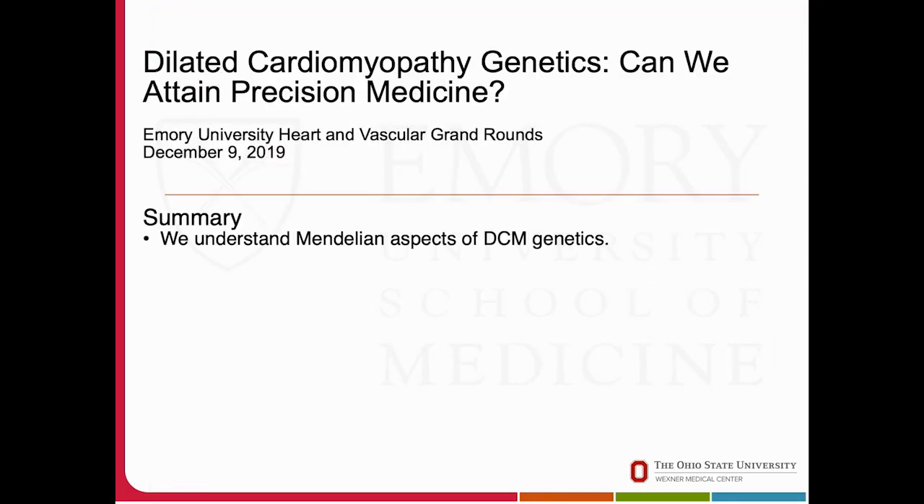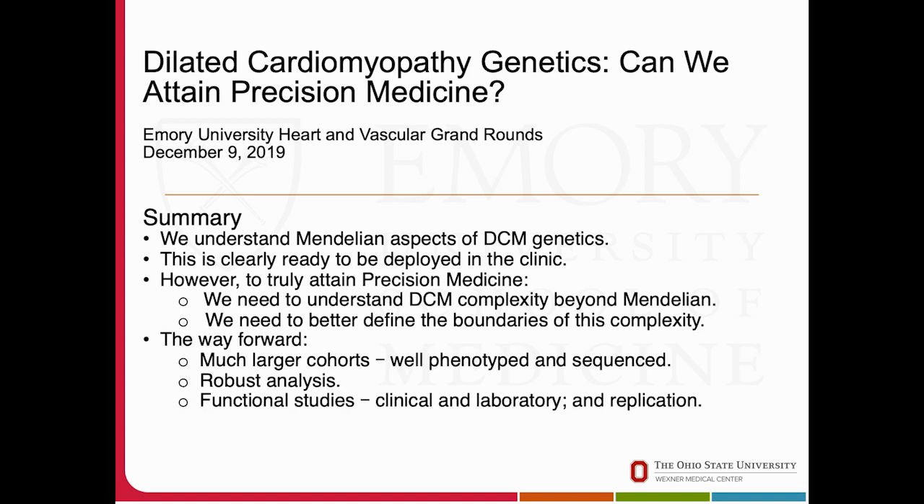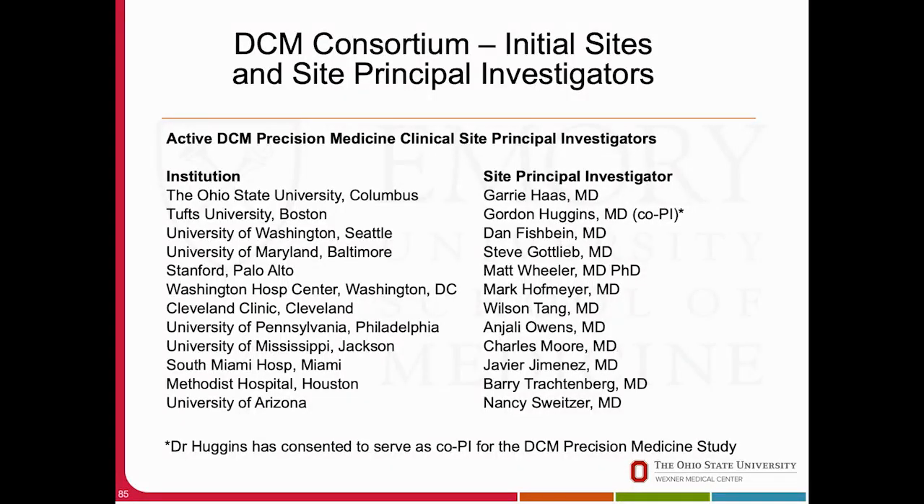In summary, we understand Mendelian aspects of DCM genetics. It's clearly ready to be deployed in the clinic, but to truly attain precision medicine, I think we need to understand DCM complexity beyond Mendelian. We need to define the boundaries of that, and the way forward is much larger cohorts, very well phenotyped and sequenced, robust analysis, and then functional studies, which I've only mentioned briefly. This really requires a whole community of scientists across the spectrum, from clinical to very basic scientists, to figure all this out. I'll mention the site consortium principal investigators, recognizing all of them.